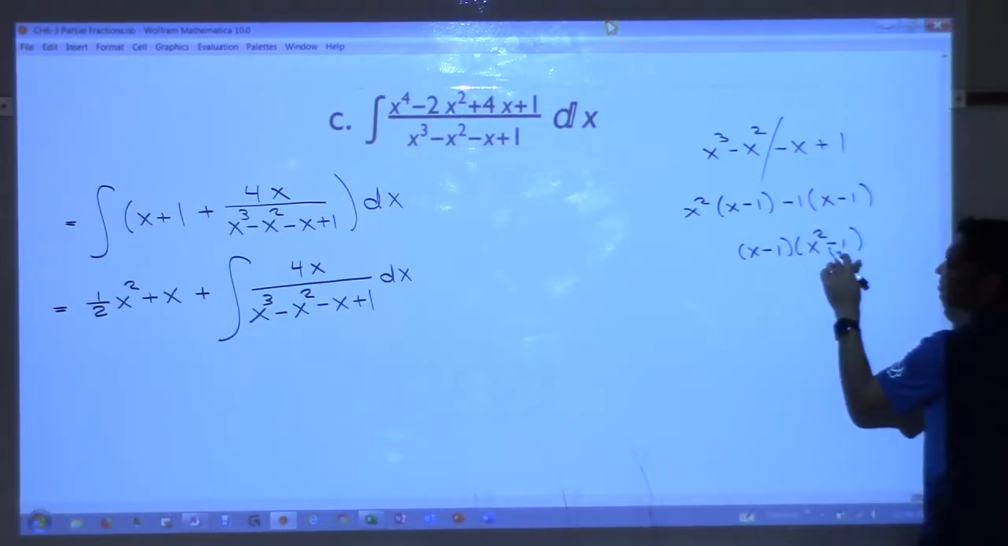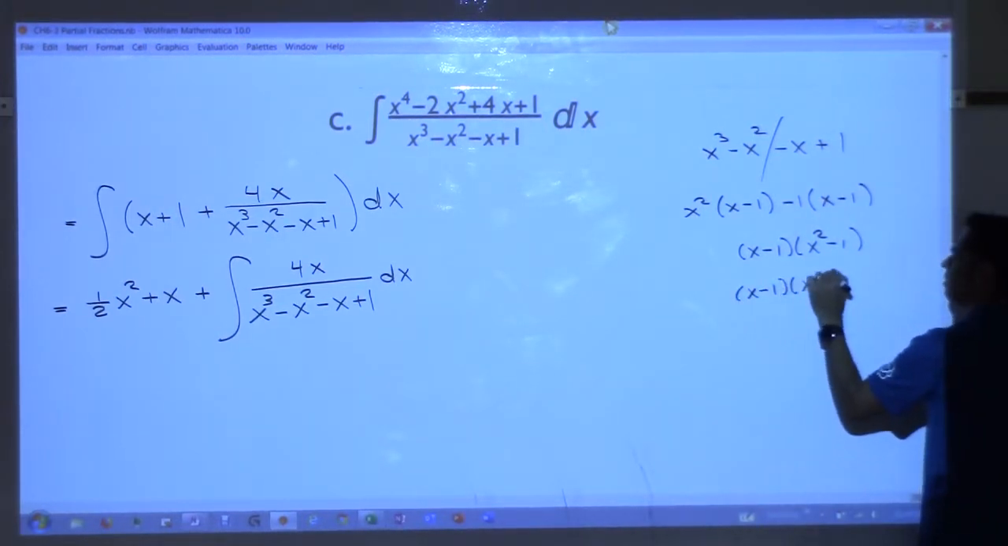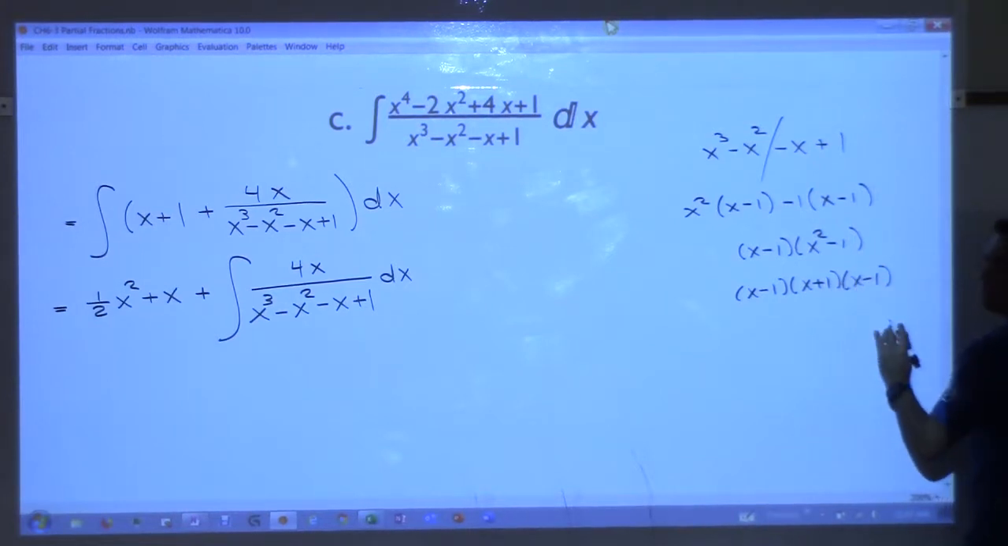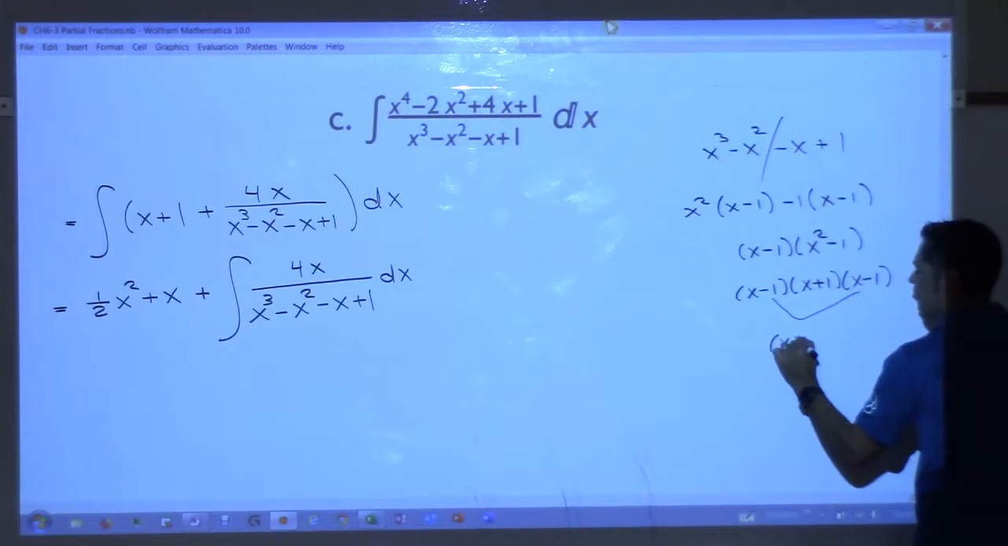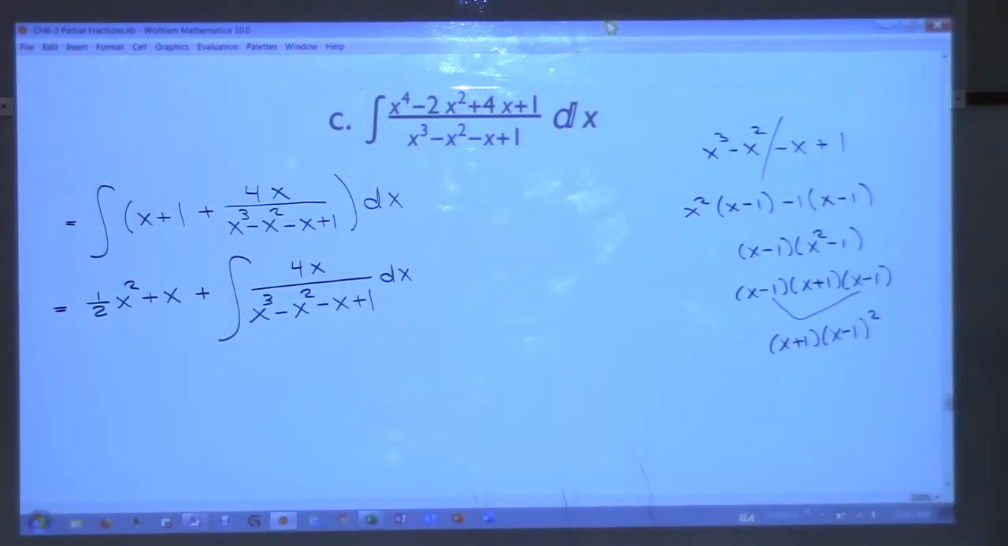That's a difference of squares, isn't it? Yep. So this is like x minus 1 times x plus 1 times x minus 1, which means we have 2 of those, don't we? So this is really like x plus 1 times x minus 1 squared. So where's the negative 1 and the x squared go?